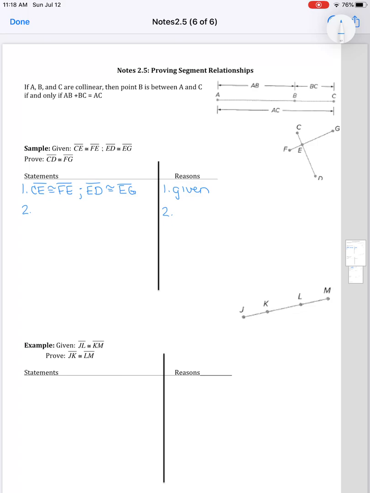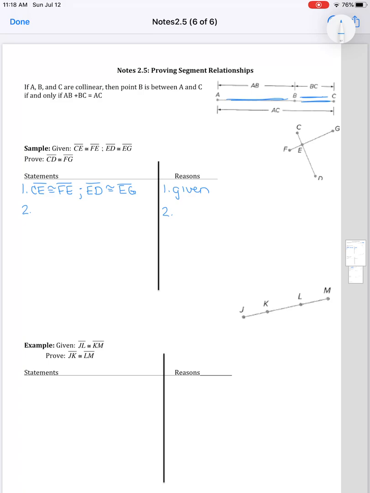Now, something new that is going to come up is the statement that we see right above this sample. It says if A, B, and C are collinear, then B is between A and C if and only if we take the two smaller segments, AB, and we add it to BC, those are going to equal the larger segment. We've done this in terms of algebra in chapter 1, where we were adding numbers together or subtracting numbers to find the missing parts, but we're going to start to do it now from a geometric side.